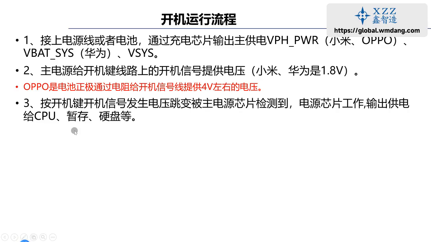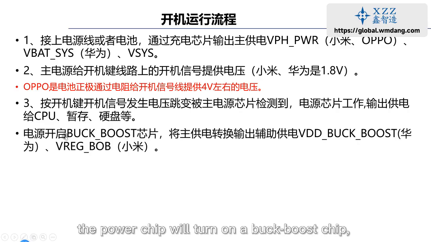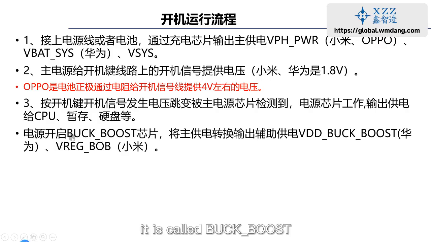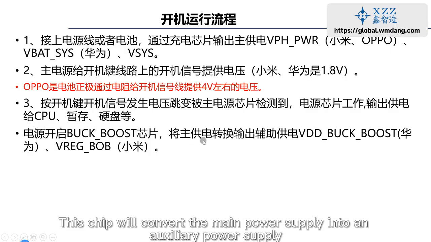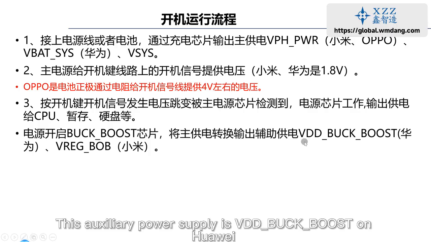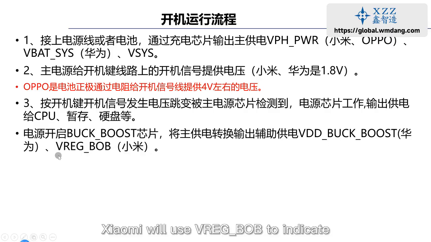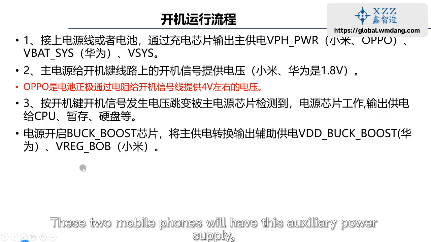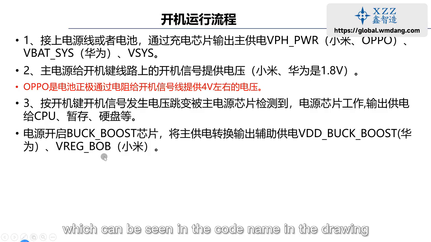After they are powered, the power chip will turn on the buck boost chip. It is called BUCK-BOOST. This chip will convert the main power supply into an auxiliary power supply. This auxiliary power supply is VDD_BUCK-BOOST on Huawei. Xiaomi will use VREG_BOB to indicate it. These two mobile phones will have this auxiliary power supply, which can be seen in the codename in the drawing.